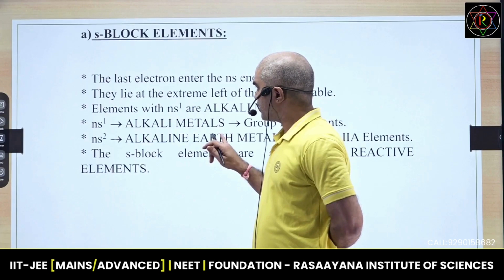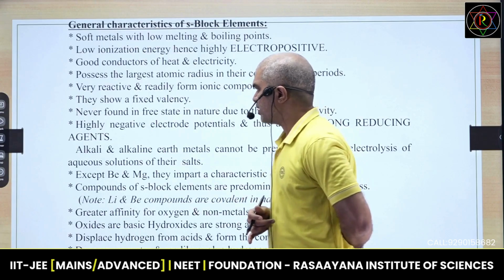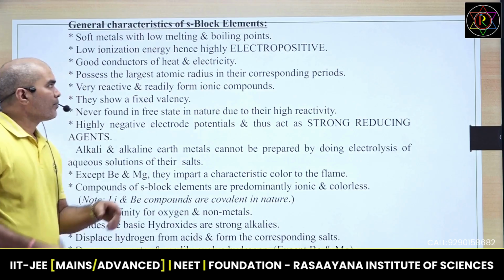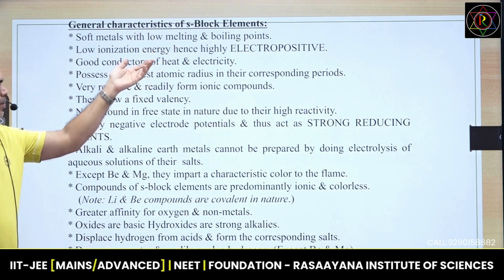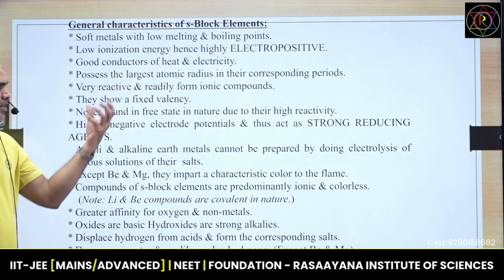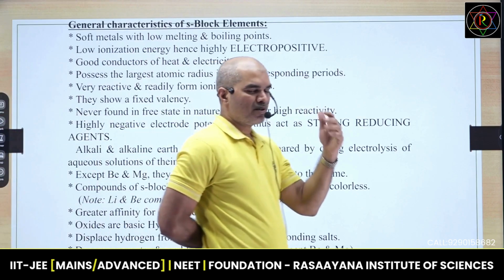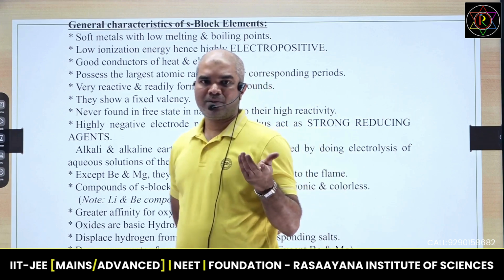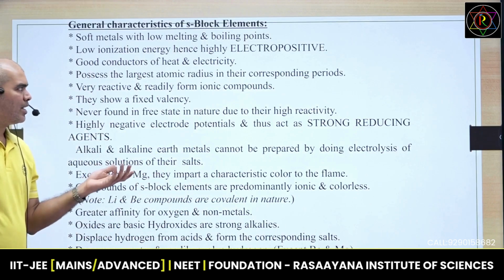I'll just show you a few important points about the S block elements. Here are the important points. They show a fixed valency, very low melting and boiling points, low ionization energy. Ionization energy is very low. I said they are very highly electropositive. Highly electropositive means ionization energy is found to be very low. They are ready to lose electron. Since they are ready to lose electron, they are considered to be highly reducing in nature.